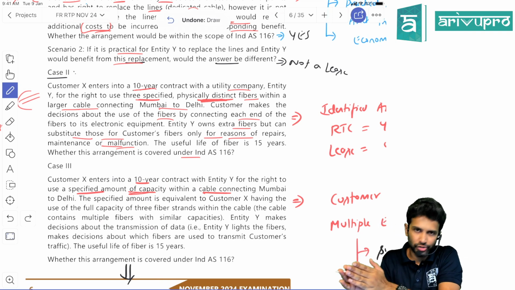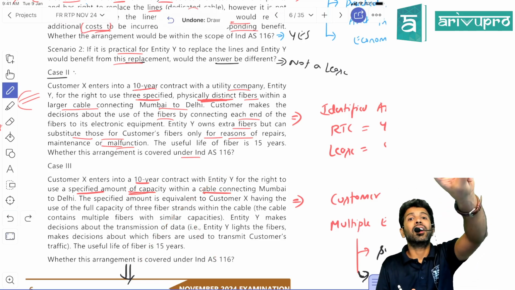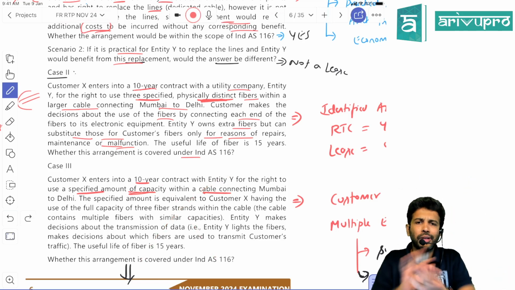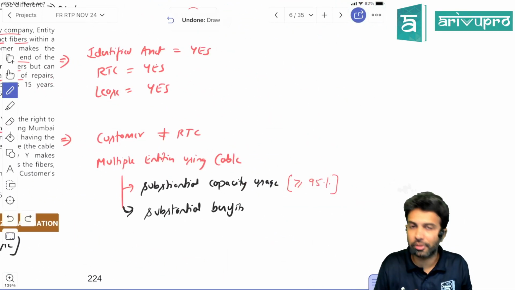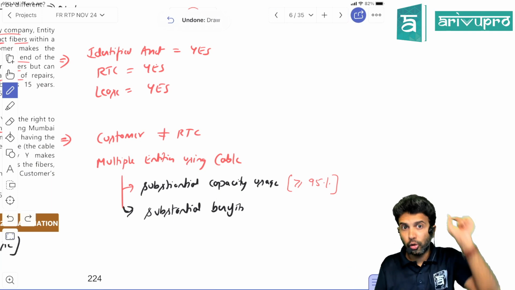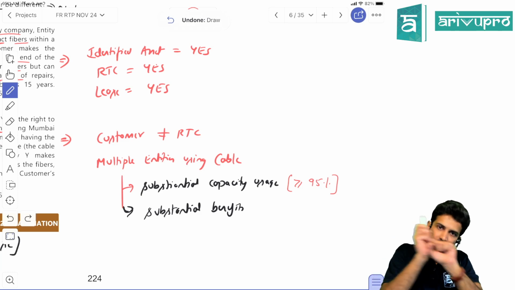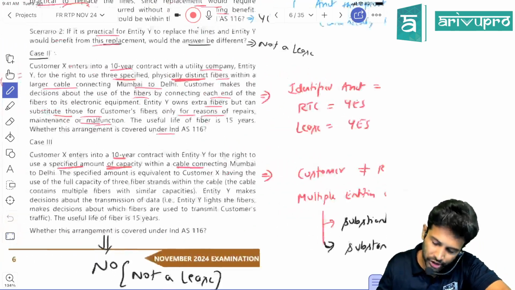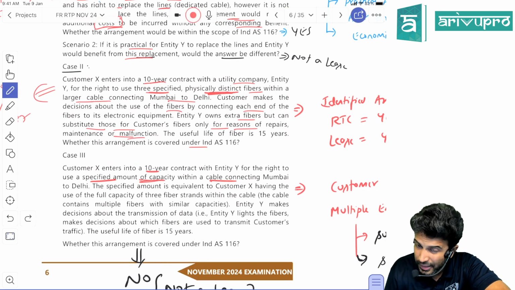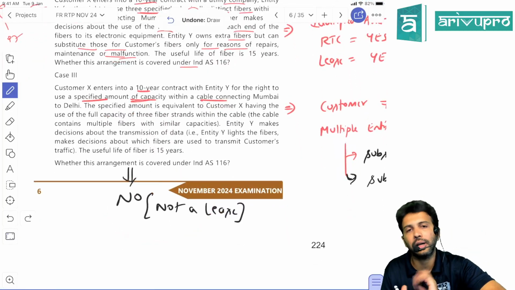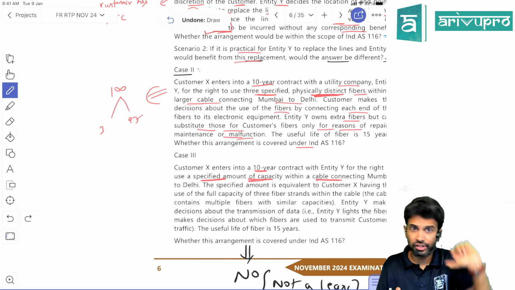If the word substantial is not mentioned, or at least they give you a percentage, and if both the word substantial and a percentage are not used, then you will assume that it is not substantial. Meaning, the customer is not using it for 95% or more, but less. But for you to call it a lease, it has to be substantial capacity usage. Since the word substantial is not used in this particular question, you will take it that the customer is not using the asset for its substantial capacity. So will it be a lease? No. In this case, it will not be a lease. Hope you got the difference between the above two case studies, right? In the above case, just to be on the safer side, I'll repeat it.